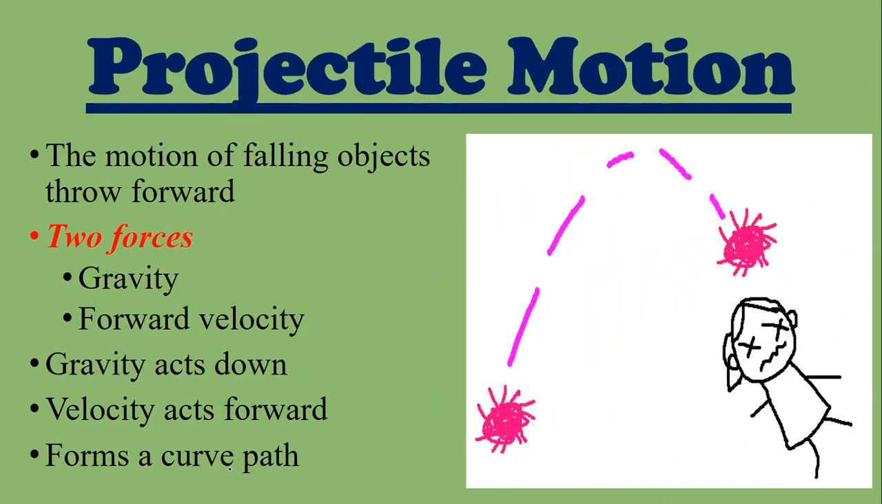Now, gravity does factor into a couple of ways of motion of objects. One is something called projectile motion. This is motion of falling objects thrown forward. Say you throw a baseball, it's going to curve down to the earth in a curving motion. Even if you don't realize it, it's going to curve down to the surface of Earth. That's because there are two forces acting on it. You have gravity acting down, and you have a forward velocity pulling it forward, causing it to arch, and so it causes this curved path.